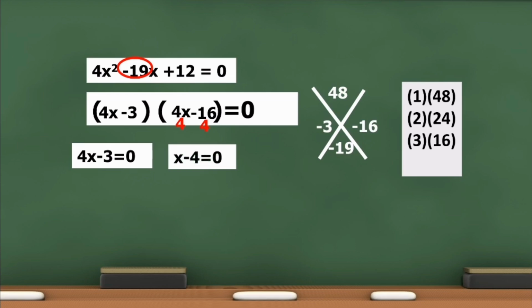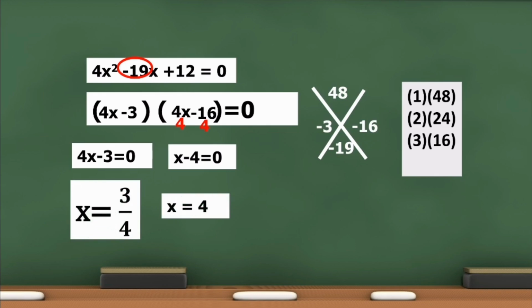So, dito class, in-apply ko na rin yung zero product property. So, kaya nagkaroon tayo ng 4x minus 3 is equal to 0 and x minus 4 is equal to 0. And then, last step, solve for the value of x. So, gagamitan naman natin siya ng addition property of equality. So, magiging x is equal to 3/4 and x is equal to 4.